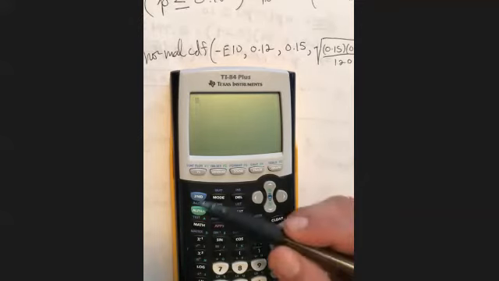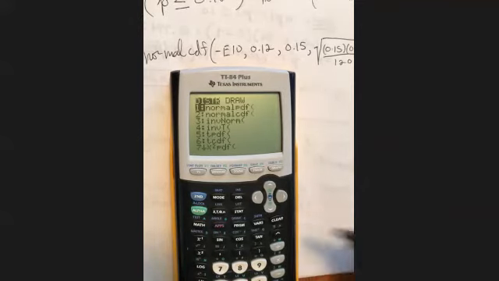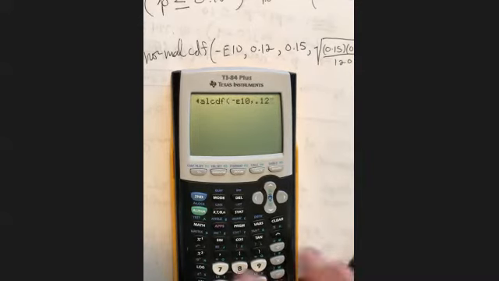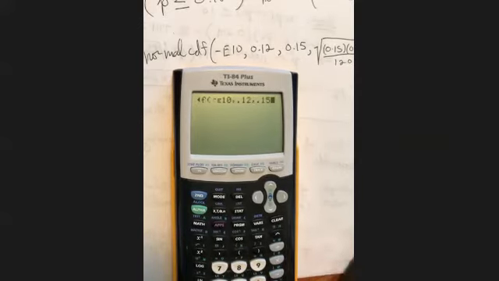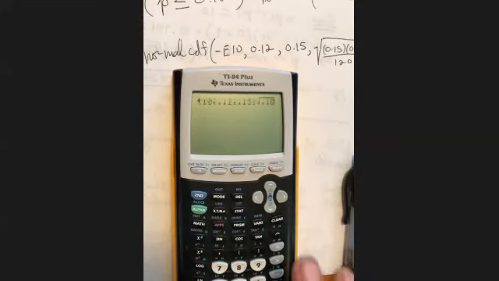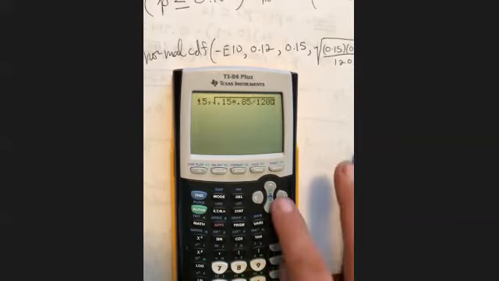So remember, we do second vars, normal CDF, which is number 2, and then we have to put in the 4 inputs. So lower bound, we do negative second comma, gives us the E times 10. You really could just put negative 1,000, whatever you prefer. That's just how I like to do it. So up to the upper bound, which is 0.12, with a mean of 0.15 and a standard deviation of the square root of 0.15 times 0.85 divided by 120.